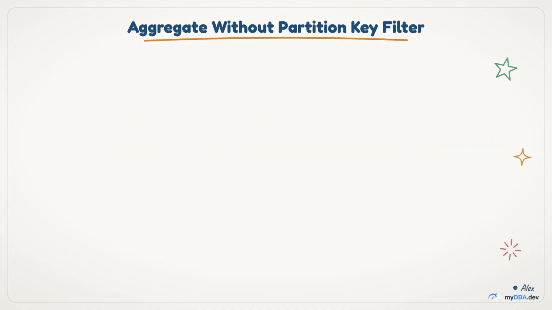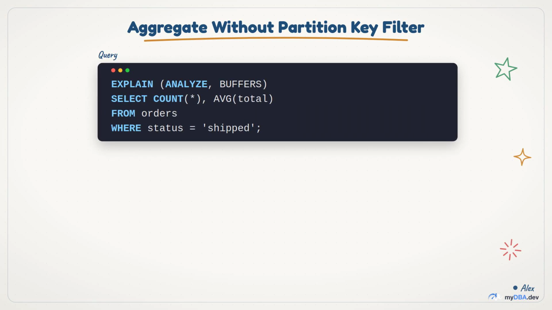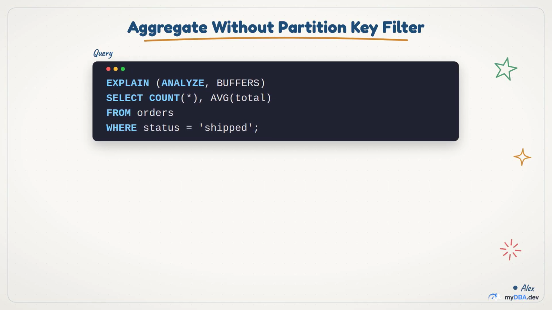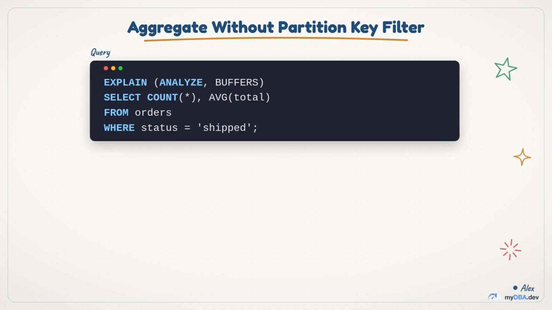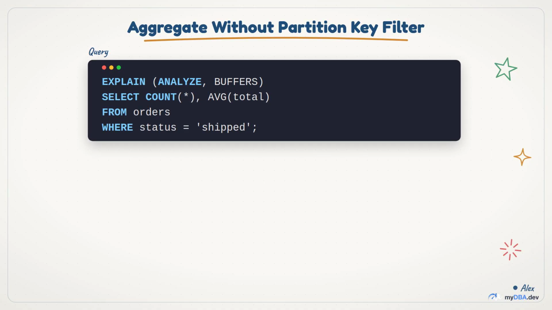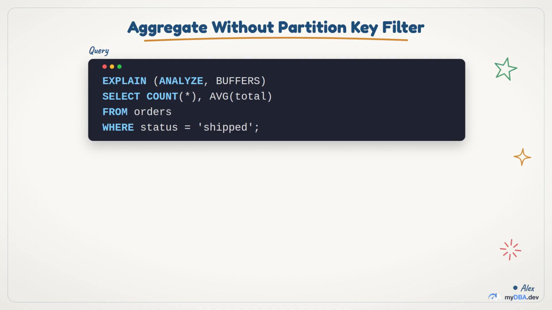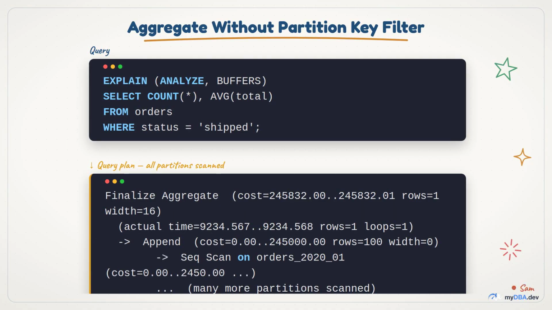Aggregates are another trap. This query counts shipped orders, but the where clause doesn't mention the partition key. The planner has to scan every partition to find matching rows. The plan shows many child scans under the append node, and execution takes 9 seconds, even though most partitions might be empty or irrelevant. But what if I genuinely need all-time counts?